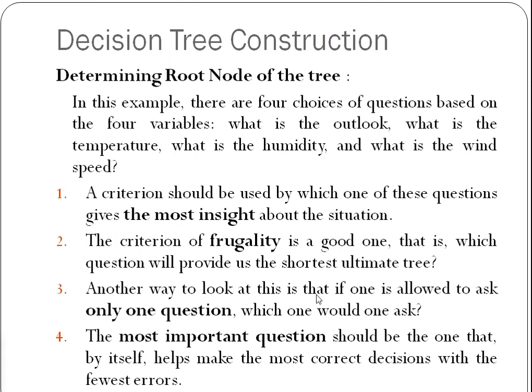Another way to look at this is, what if one is allowed to ask only one question? Which one? You can just think you are allowed to ask only one question. So you will go for the most important question, right? That is another way of looking at it. The most important question should be the one that by itself makes the most correct decisions with the fewest errors. So you have to choose such a question which will help in answering most of the situations correctly with very little error.